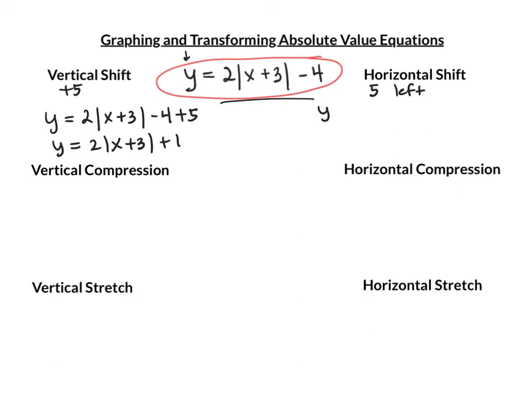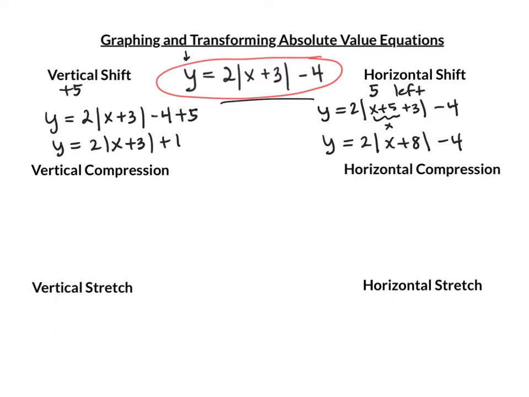So my equation is going to have x change 5 to the left. That seems like it'd be -5, but it's the inverse, so it's actually +5. So x gets replaced with x plus 5. Now this is taking the place of x. I still have a +3 in there and a -4. Now my final answer then is 2 times the absolute value of x plus 8 minus 4.